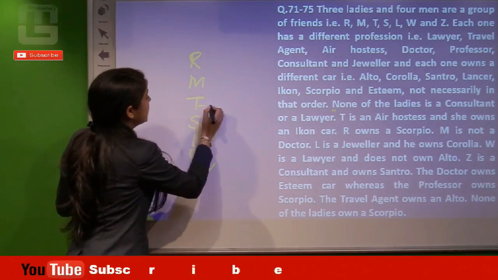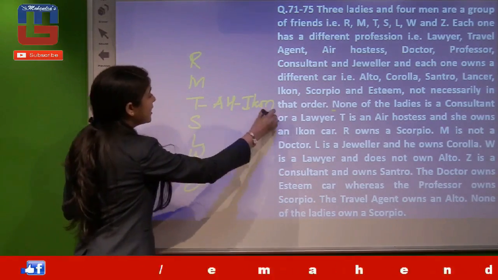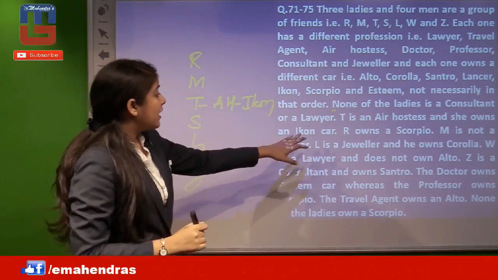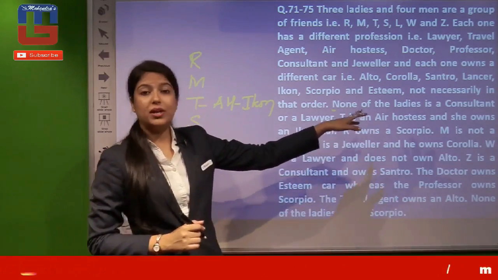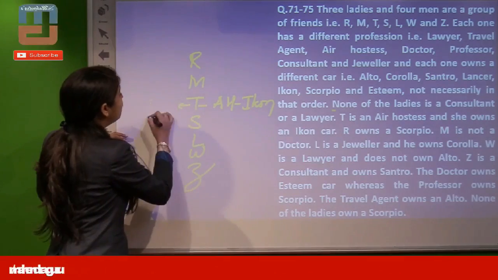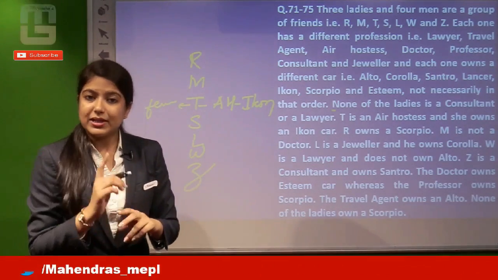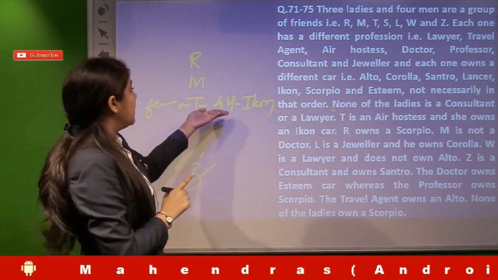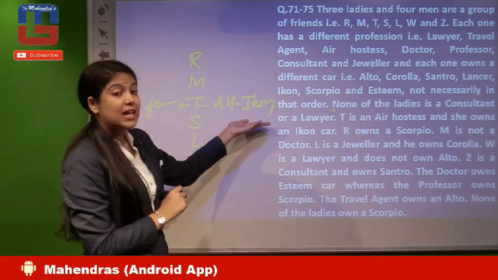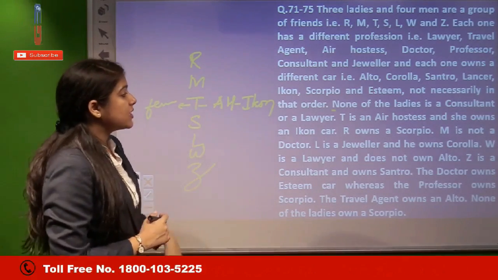That means T's profession is air hostess and she has an Icon car. If you pay attention here, the word "she" determines T is a female character, right? So we have one female character, T, and her profession is clear and her car availability is also clear. Now let's look at the next condition.